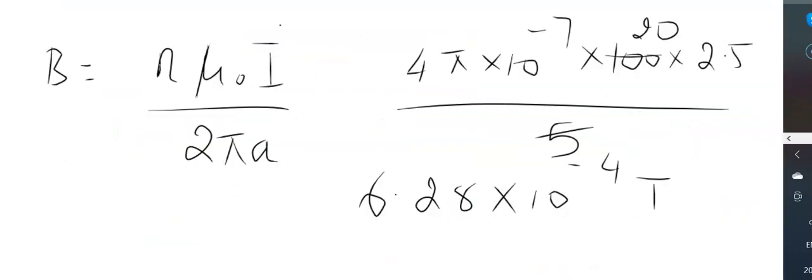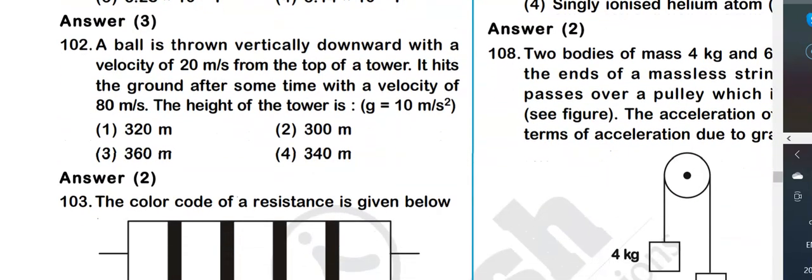So you have two options, 6.28 into 10 to the power of minus 5 and 6.28 into 10 to the power of minus 4. You shouldn't get confused, so you'll have to calculate the powers very carefully. Only then you'll get the correct option. By mistake, if you happen to get minus 5, then your option would have been wrong. See, options 1 and 3, it's really confusing. So you'll have to be careful while calculating and choosing the correct options. Coming to the 102nd question.